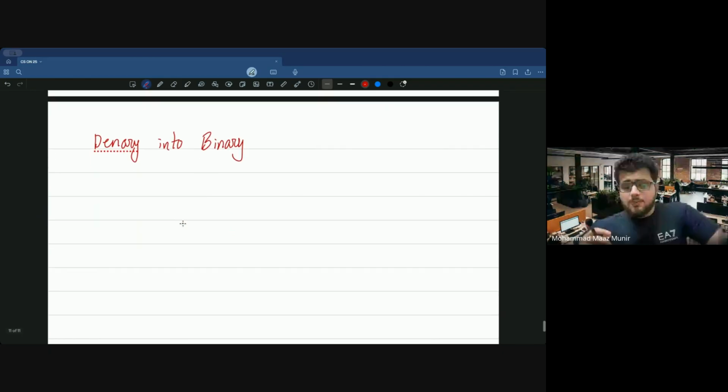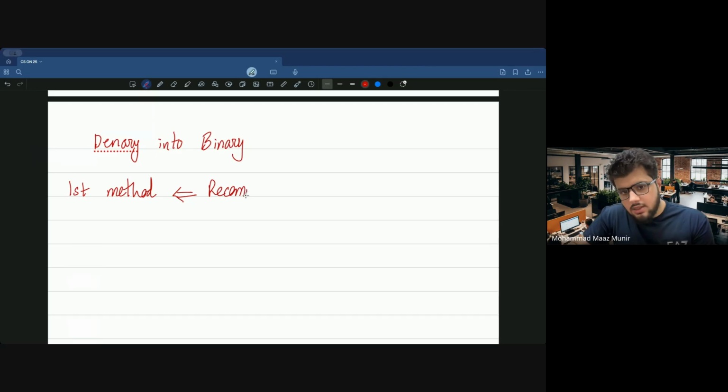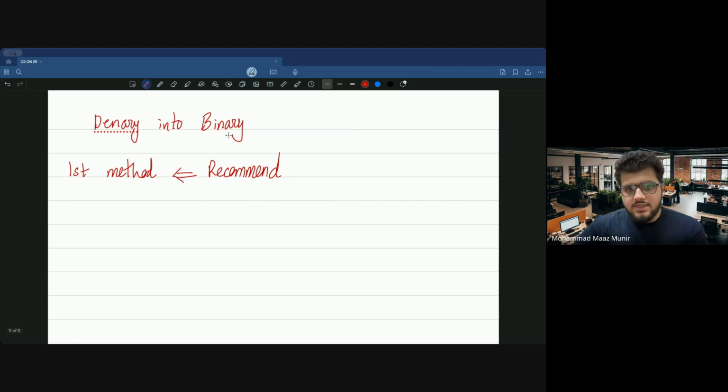The first method is pretty easy. Let me write it up here. The first method is pretty easy, pretty cool, and I personally will recommend this. There is another method which you can go with, but I personally would not be recommending it. So the first method is really cool. Let's say I have the number 30. Now I want to plot 30 into a binary number system.